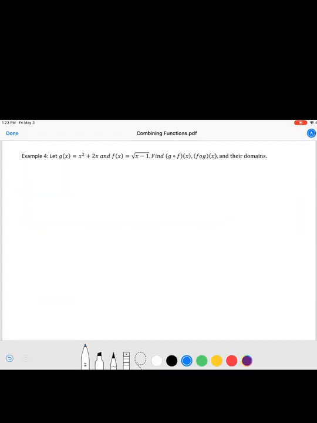Last example before we go on to evaluating composition functions. We have g of x is equal to x squared plus 2x, and f of x is equal to the square root of x minus 1. So I have g of f of x. Let's do that one first. That means I'm going to take the entire function f of x and plug it into g. So this whole thing is going to go into this x and this x.